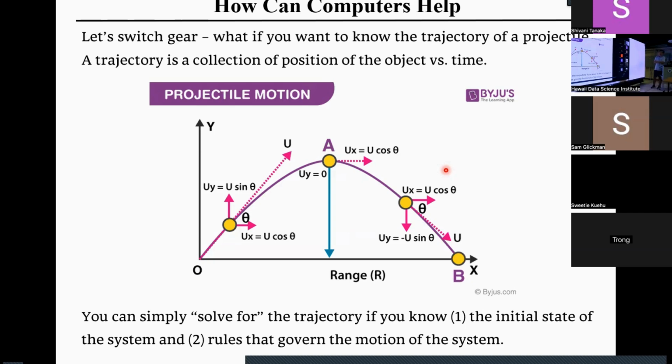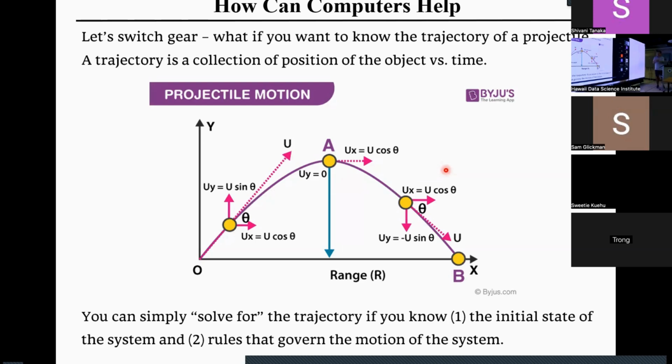Let's just switch gear for a second. Let's leave the territory of chemistry for a second and step into high school physics. Okay, what if you want to know the trajectory of a projectile? A trajectory, if you're not familiar with that word, is just a collection of positions of the object over time, right? If I throw something, it's going to go up at the beginning before it hits the ground. It's going to travel some distance from me. Okay, this entire thing is called a trajectory.